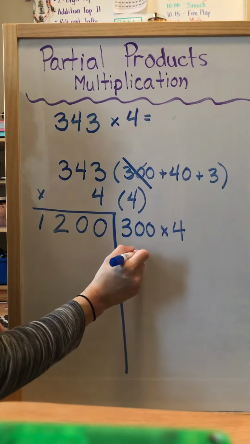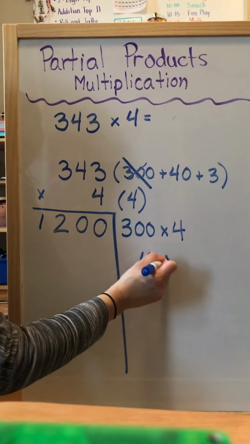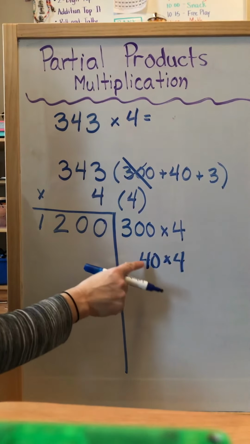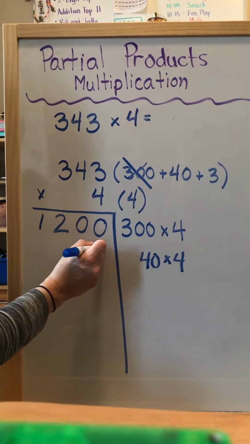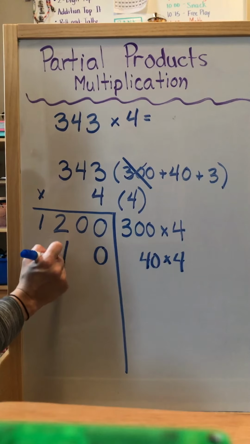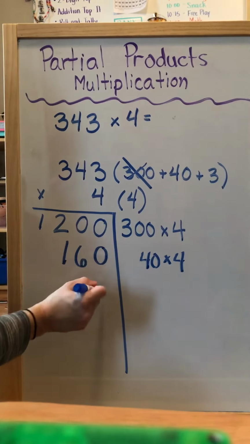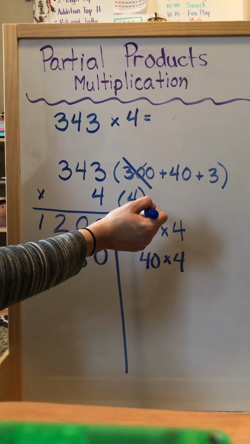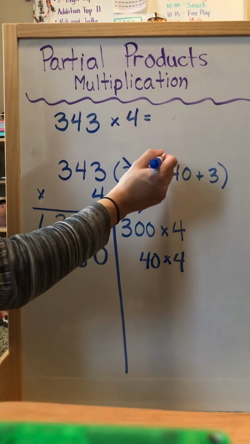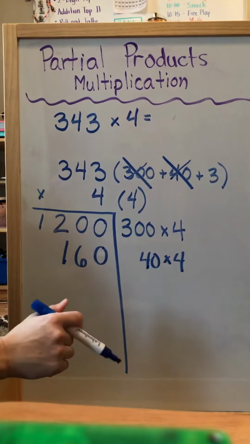40 times 4. I'll record that outside the curtain. I know 4 times 4 is 16, and then I'm going to tack on my 0. So 1, 0, and then 16. See how I'm lining up my place values? 40 multiplied with 4, it doesn't have anyone else to multiply with, so all done.